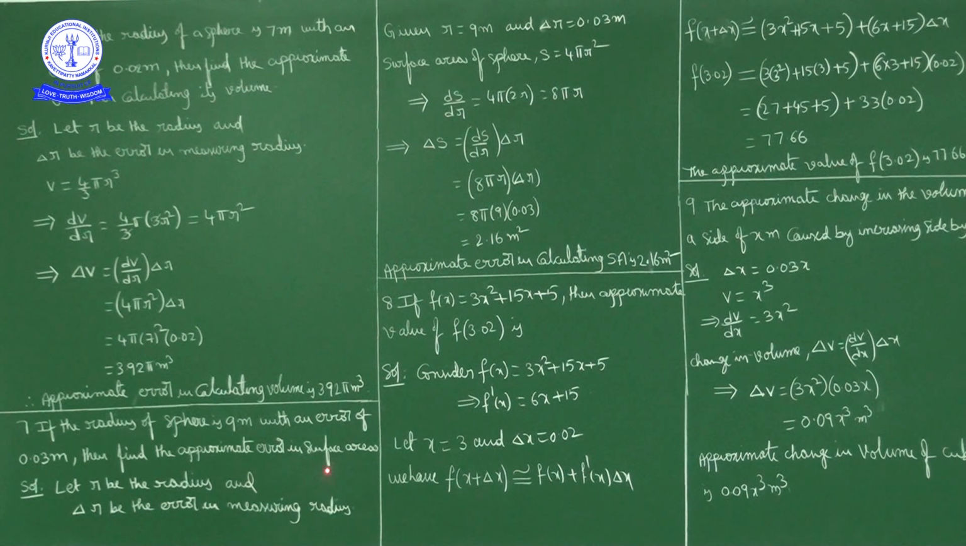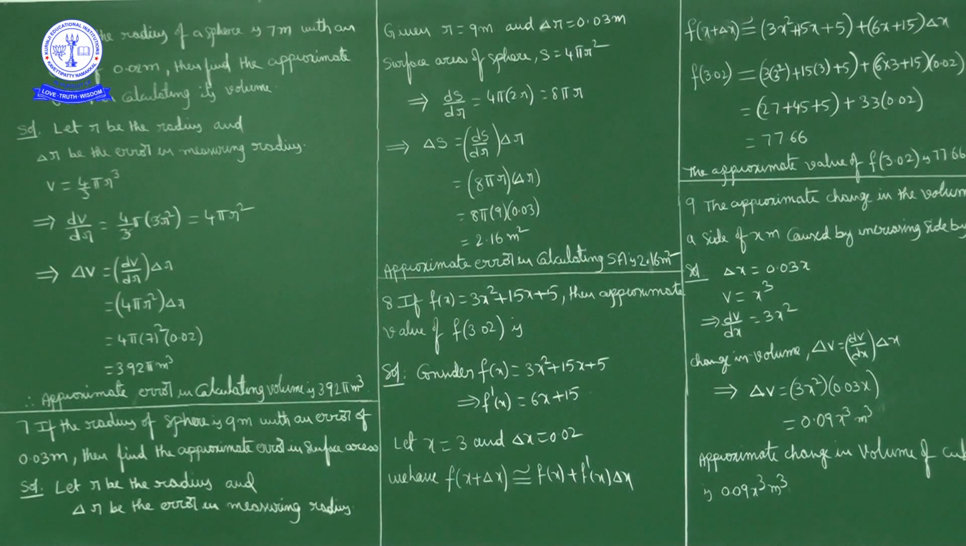Now, what is the surface area formula? Surface area of a sphere is 4 pi r square. Now, ds by dr is equal to what? 4 pi is constant, r square derivative is 2r, so nothing but 8 pi r. So ds by dr is equal to 8 pi r.